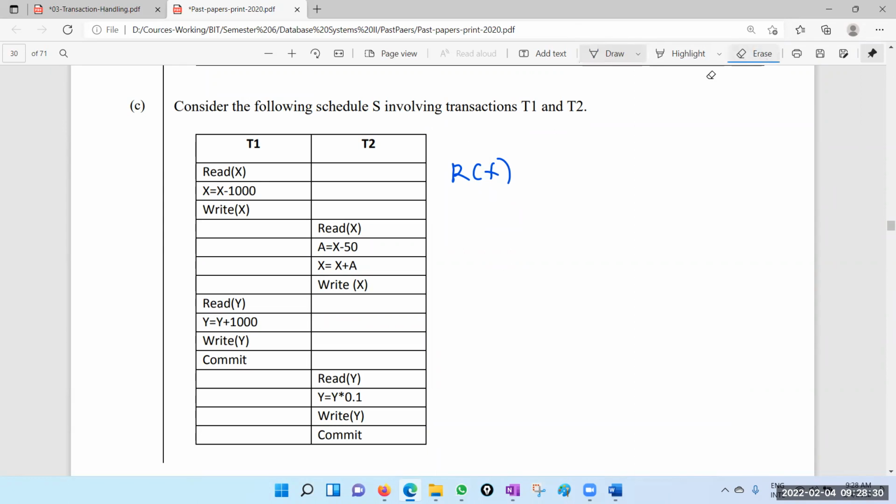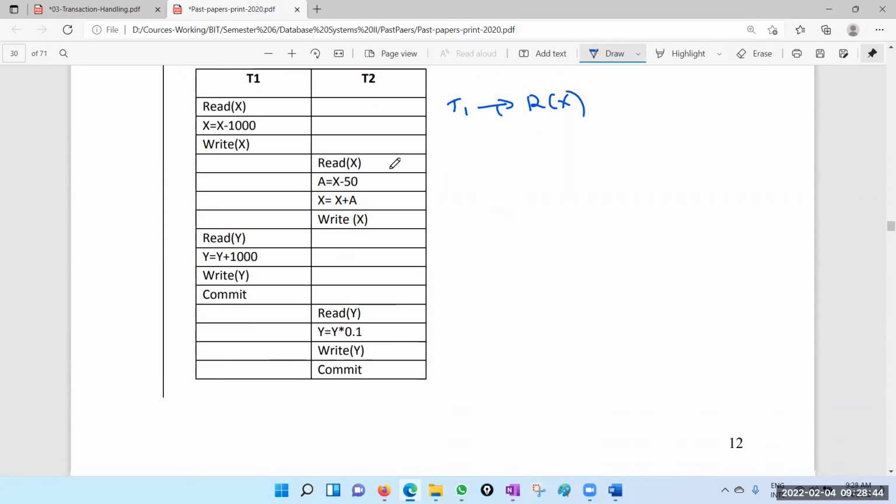Okay, so you have to write it in a suitable way. For example, I can say something like transaction 1 read X. I will always keep track of which transaction has which lock. So this is the X resource. Now the read and write locks are there. The read lock, or the shared lock, is with transaction 1.